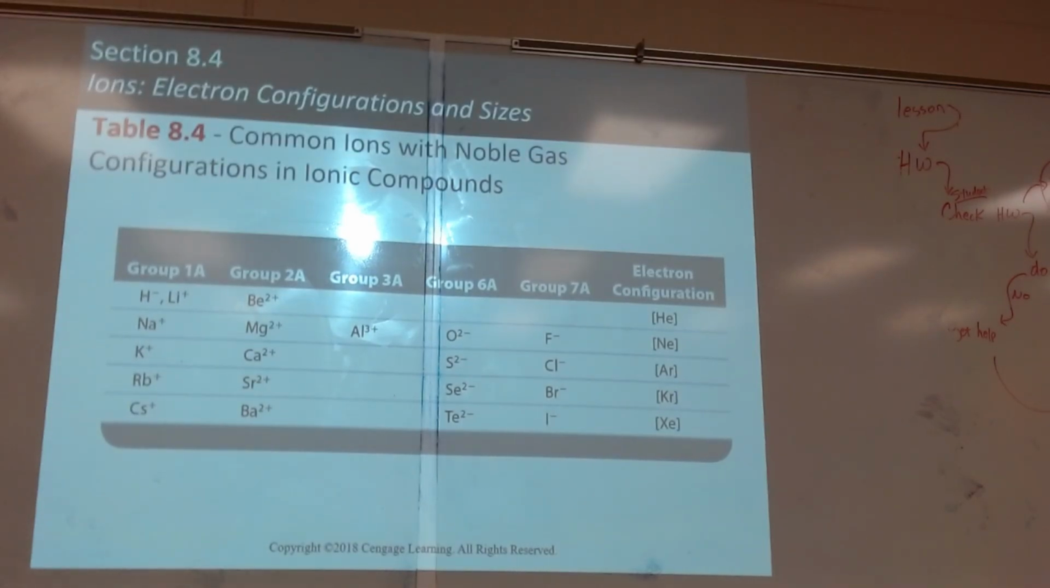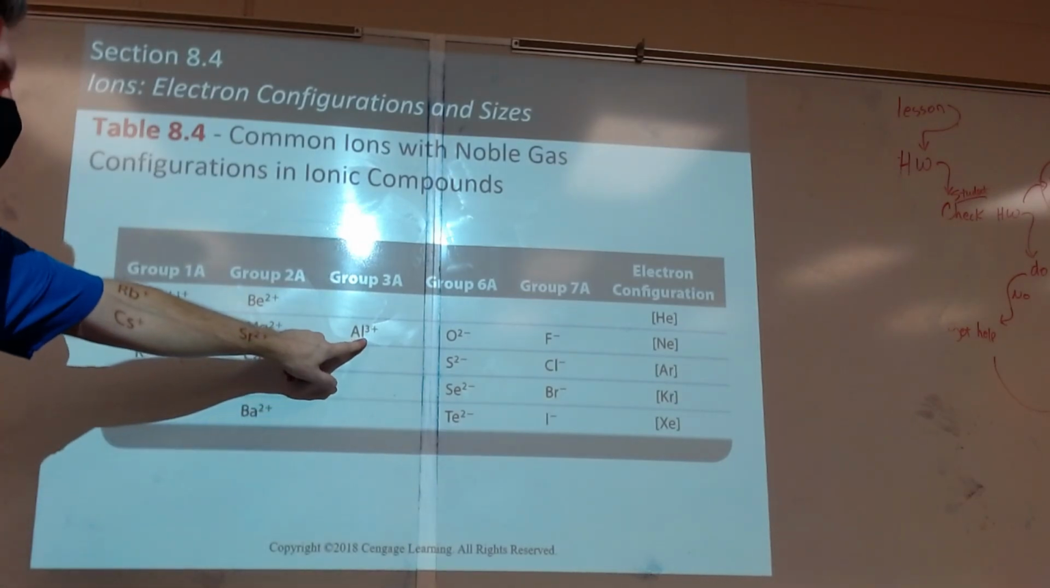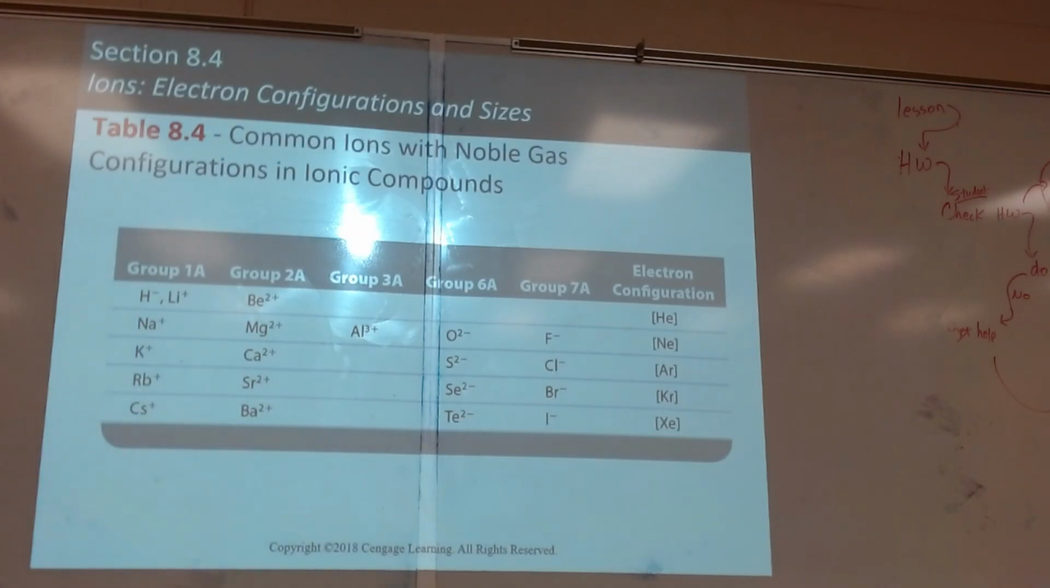Group 1A in the electron configurations. Hydrogen. Notice that is the minus. So when hydrogen gains an electron, it looks like helium. I just wanted to point that out. These are all plus 1s. These are all plus 2s. And again, our plus 3. Good? All right.